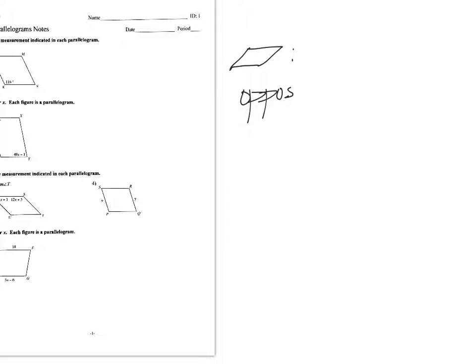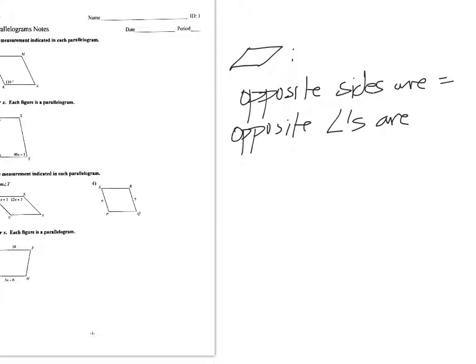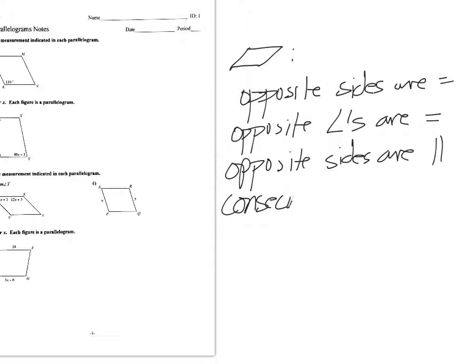Opposite sides are congruent or equal. Opposite angles are congruent or equal. Opposite sides are parallel. Consecutive angles equal 180. So these are the characteristics of parallelograms.